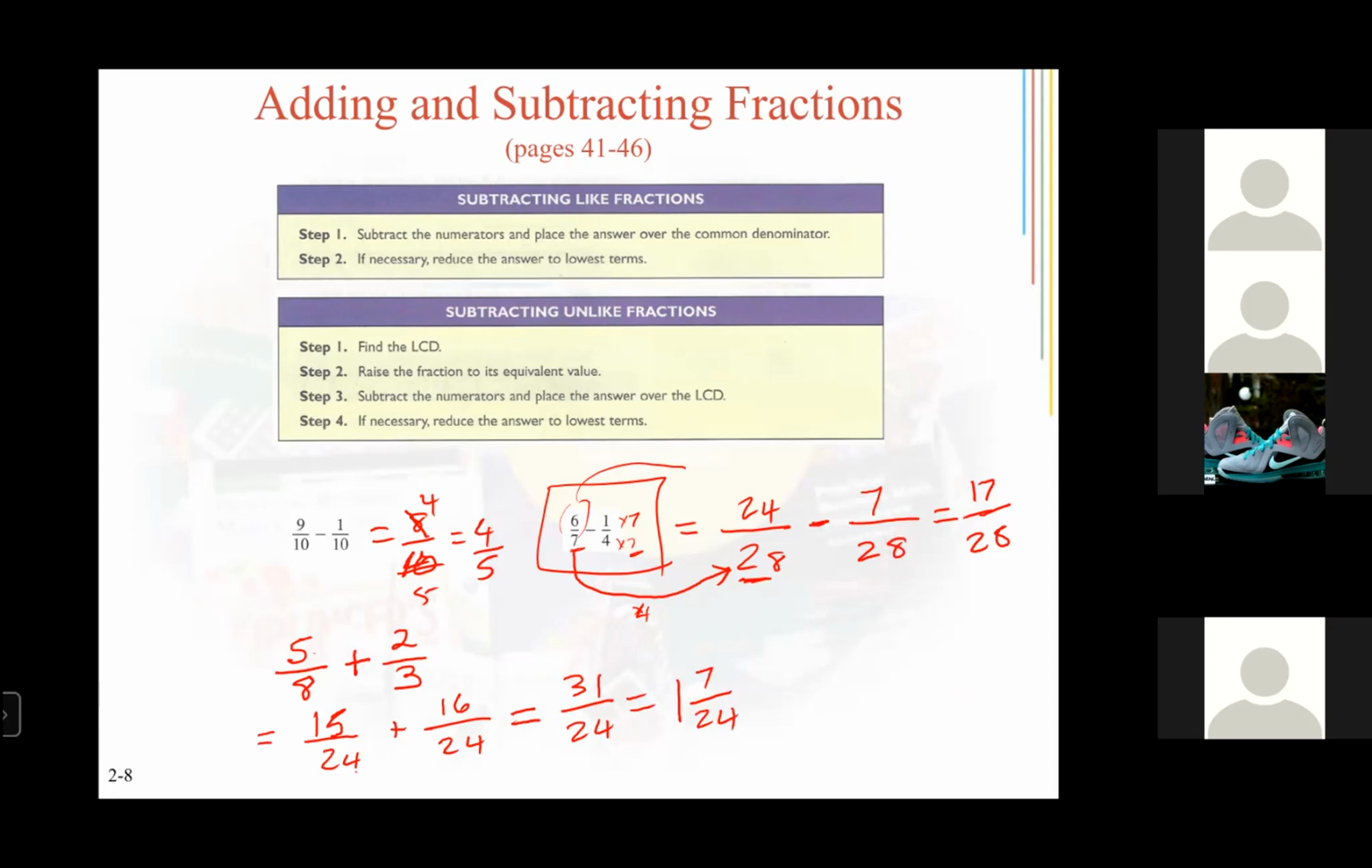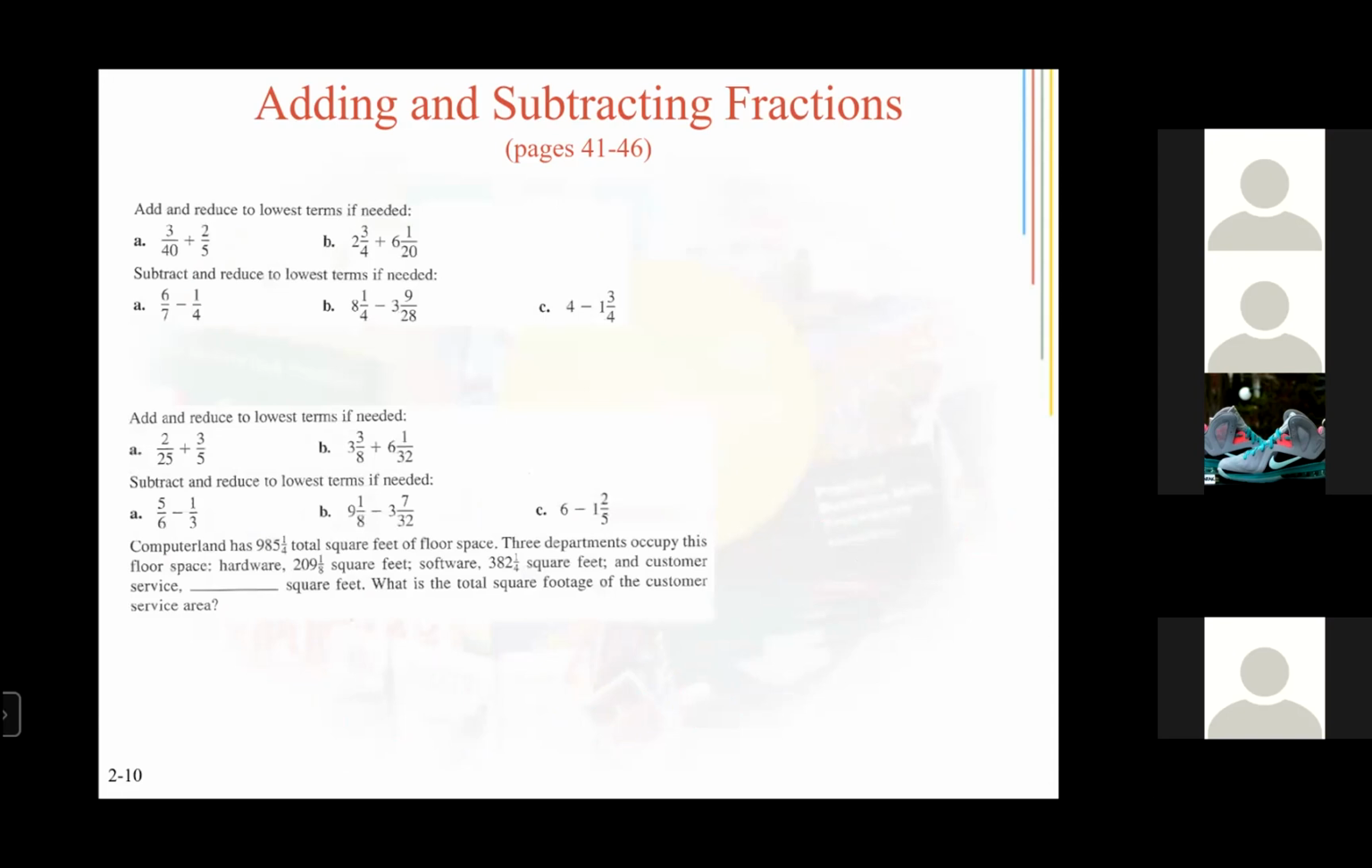All right, so I'm going to move on then. Let's look at some of these questions here. I'm going to look at this one here, B. How is that different from what we've been doing so far in terms of adding fractions?